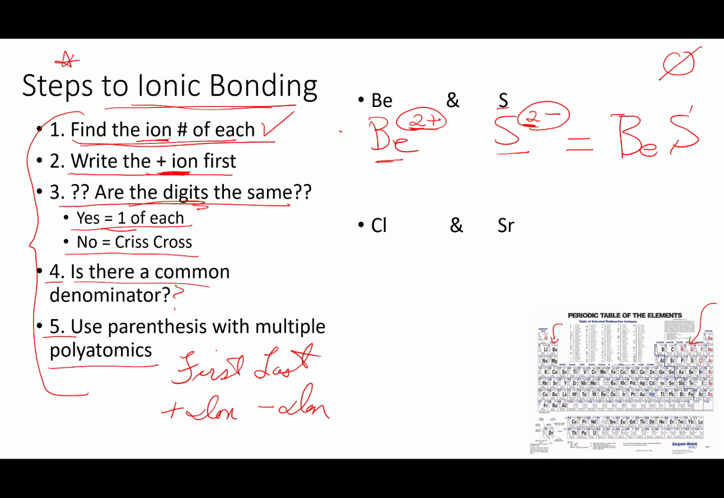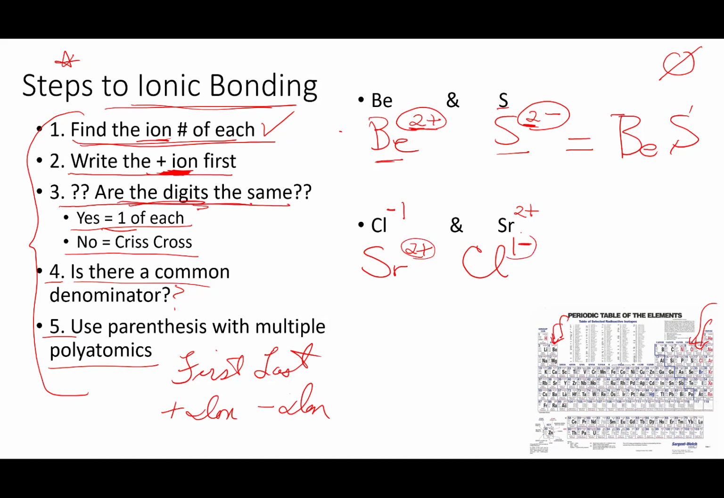Chlorine. This is from the halogens, its most common ion is -1, and strontium is from group 2, most common ion is +2. Write the positive ion first. Well, it's not, so please don't be a lazy pants. Take the few seconds it takes to rearrange these. Rewrite them with the positive one written first. It just takes a second, and if you don't do this, you will get them wrong. Write the positive one first. Then you ask yourself the question, are they the same? No, they're not.